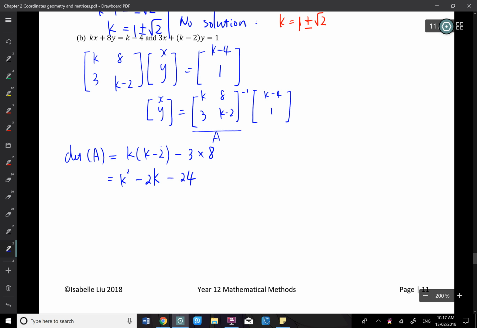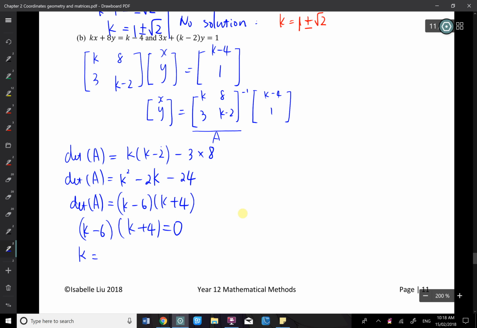Why look at the determinant? If the determinant is not 0, I can have the inverse, and I can directly solve for a unique solution. But the only problem is, if the determinant is 0, what will happen? That is k minus 6 and k plus 4. Why do I factorize that? Because I want to solve for 0. So k minus 6 and k plus 4 equals 0, so k equals minus 4 or k equals 6.